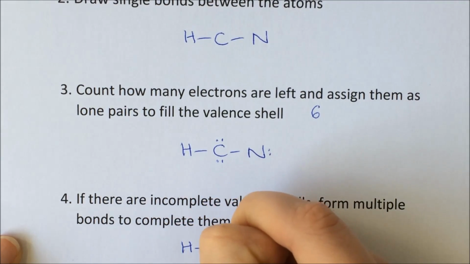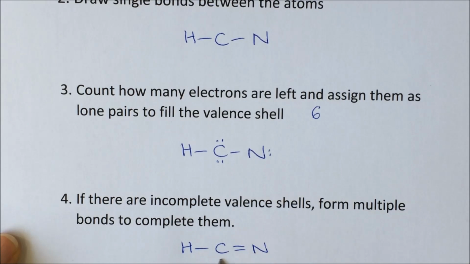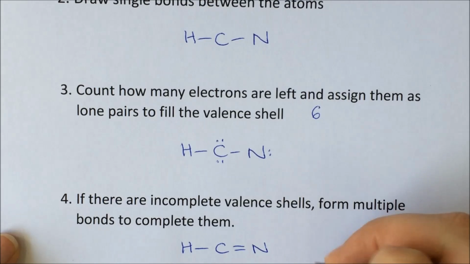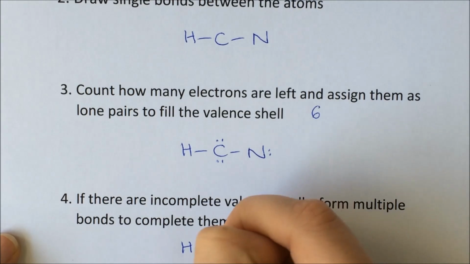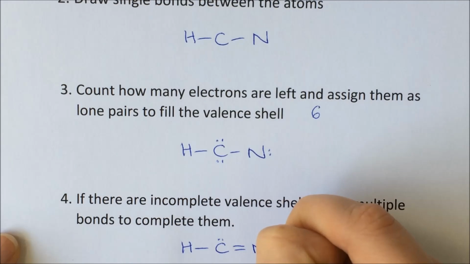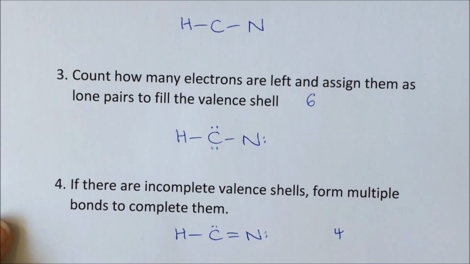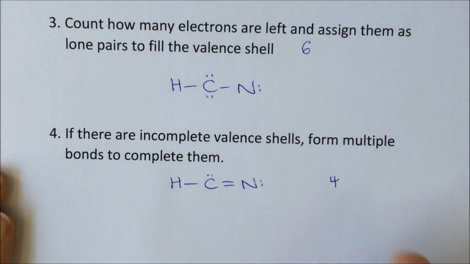Let's try forming a double bond between the carbon and the nitrogen. This has used up 6 electrons, so we've got 4 more to assign. We will give 2 to our carbon. This carbon now has 8 electrons around it. We've got 2 left to give to the nitrogen. But this nitrogen only has 6 around it now. It still hasn't met the octet rule. Let's try and make another bond.